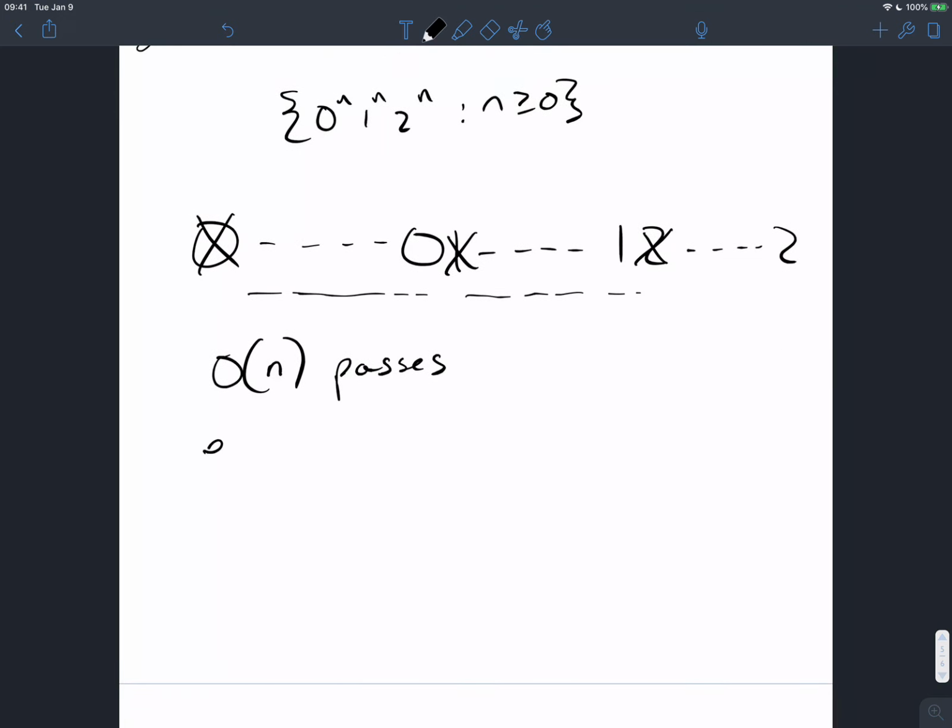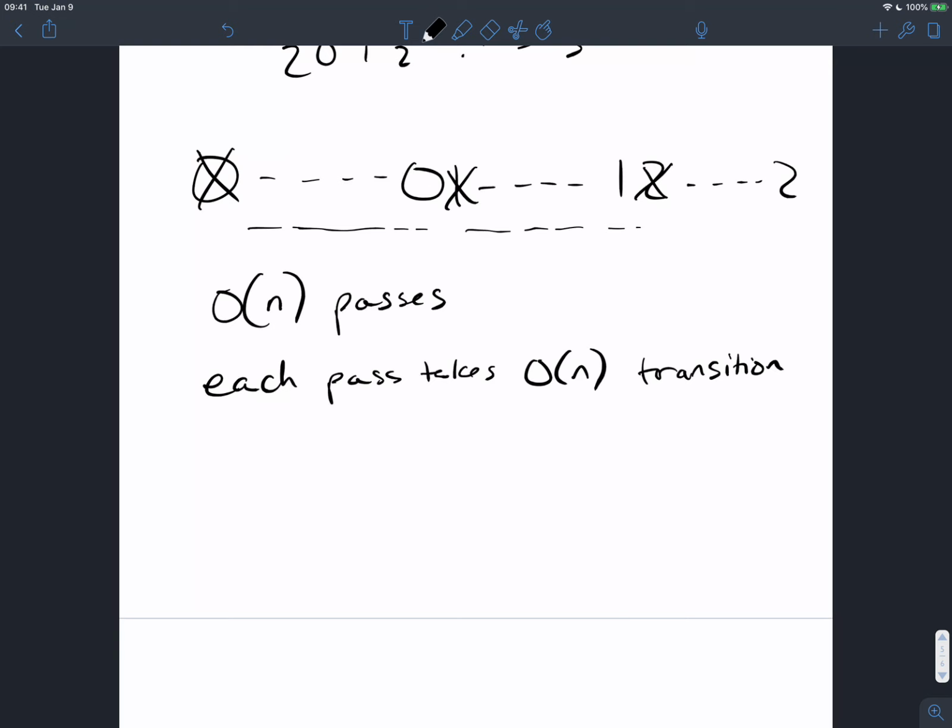So each pass takes order n transitions of the Turing machine. In fact, order n passes, order n time for each one of them. This language can be decided in order n squared time, which is kind of cool.